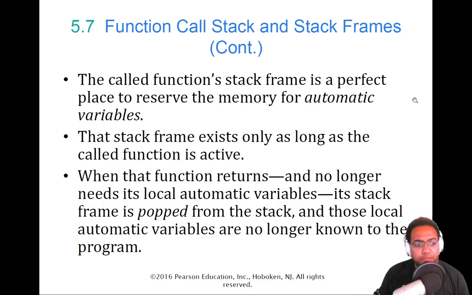The called function stack frame is a perfect place to reserve the memory for automatic variables. That stack frame exists only as long as the function is active. When that function returns and no longer needs its local automatic variables, its stack frame is popped or removed from the top of the call stack, and those local automatic variables are no longer known to the program because the program destroys them until the next time that function is called. And I can call max as many times as I want to. But every time max ends, when that stack frame removes itself from the call stack, those variables that exist within the max no longer exist. They go away. And the only thing that comes back is whatever's returned.